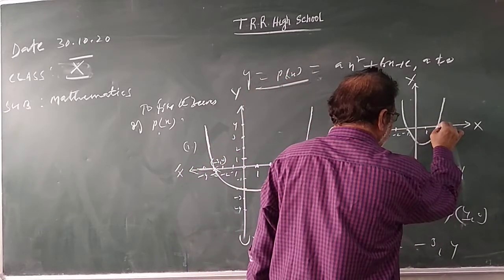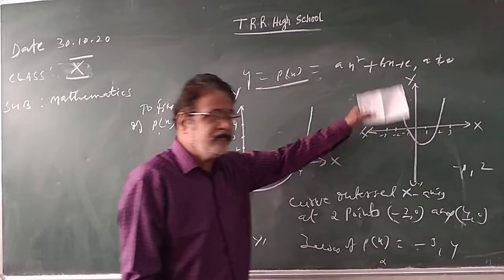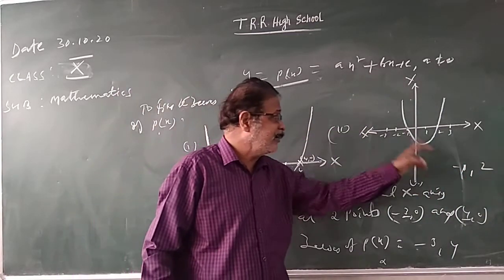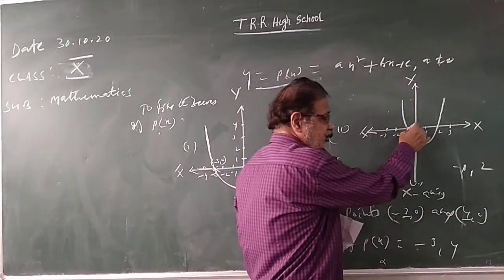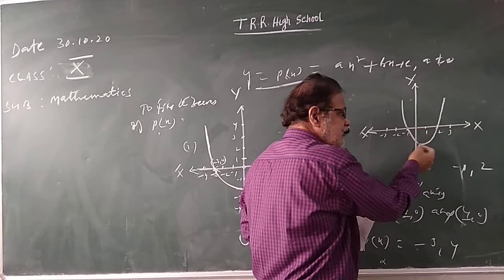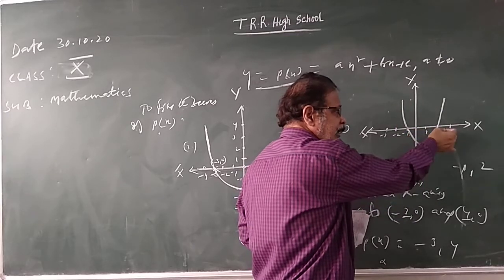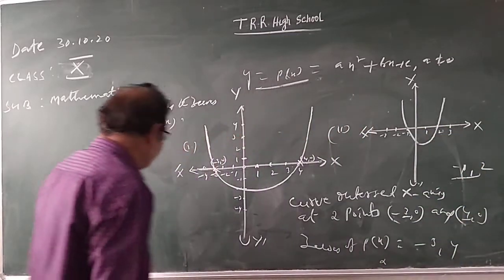The zeros of this polynomial are where the curve intersects the x-axis, at minus 1, 0 and 2, 0. So it intersects the x-axis at minus 1, 0 and 2, 0, whose x-coordinates are minus 1 and 2. These are the zeros of it.